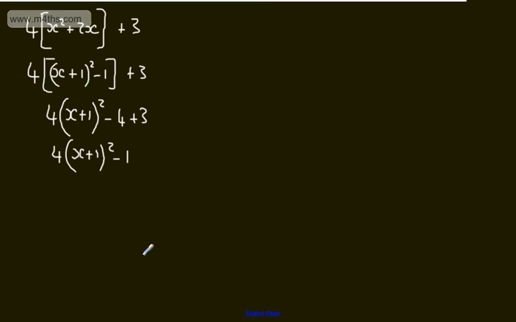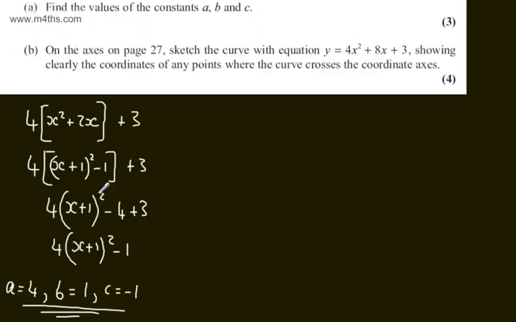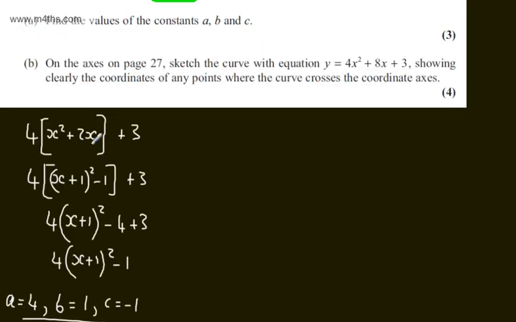So if we look now, the value of a will be positive 4. The value of b is going to be positive 1. And the value of c is going to be minus 1. So in the first part, for 3 marks, we've gone ahead and completed the square.